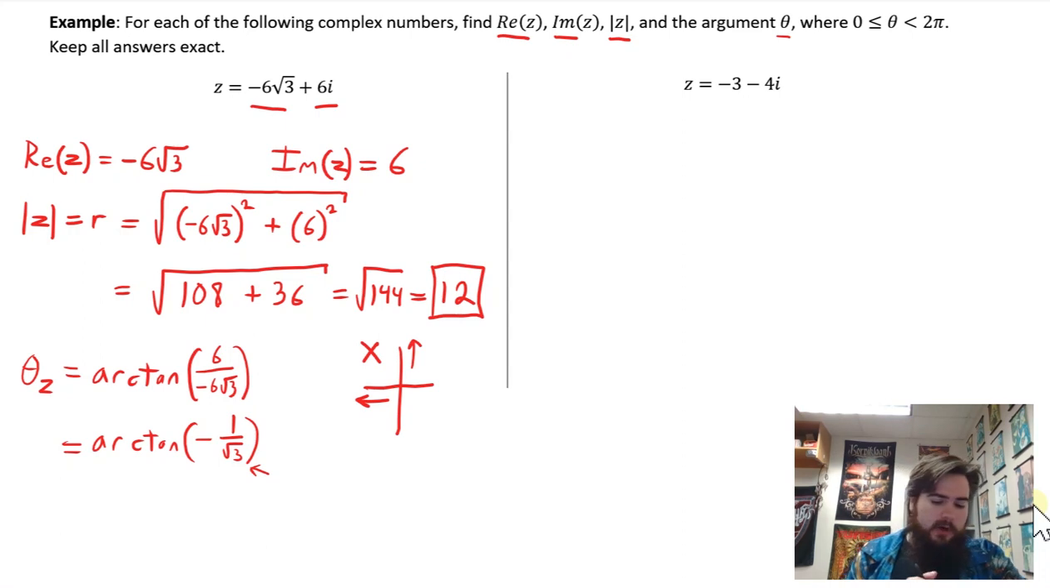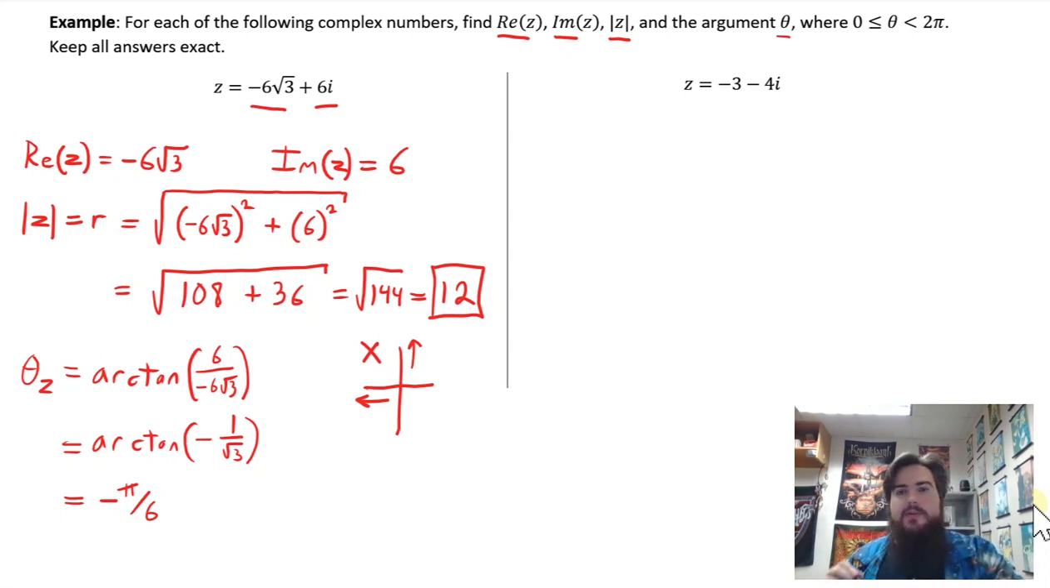However, very important note about this. If I'm calculating with arctangent of -1 over root 3, technically arctangent of -1 over root 3 would give me the answer -pi over 6, if we were to calculate that through.